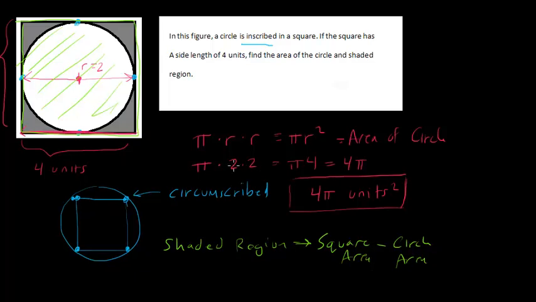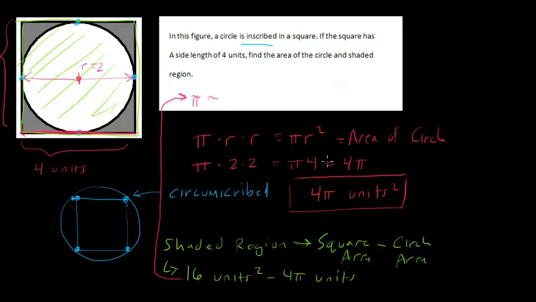Well, the square area is just 4 by 4, or 16 square units. So we have 16 square units minus 4 pi square units. Now, if we're leaving things in terms of pi, that's it, we're done. But I guess we can estimate pi as well. They don't ask for a degree of accuracy, I don't think, but let's say pi is about 3, the nearest whole number. Then the shaded region would be essentially 16 minus 4 times 3, or 16 minus 12, which is just 4. So 4 square units.